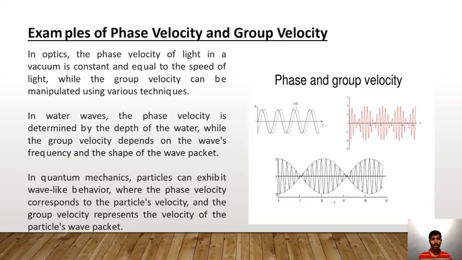Examples of phase velocity and group velocity. In optics, the phase velocity of light in a vacuum is constant and equal to the speed of light, while the group velocity can be manipulated using various techniques. In water waves, the phase velocity is determined by the depth of the water, while the group velocity depends on the wave's frequency and the shape of the wave packet. In quantum mechanics, particles can exhibit wave-like behavior, where the phase velocity corresponds to the particle's velocity and the group velocity represents the velocity of the particle's wave packet.